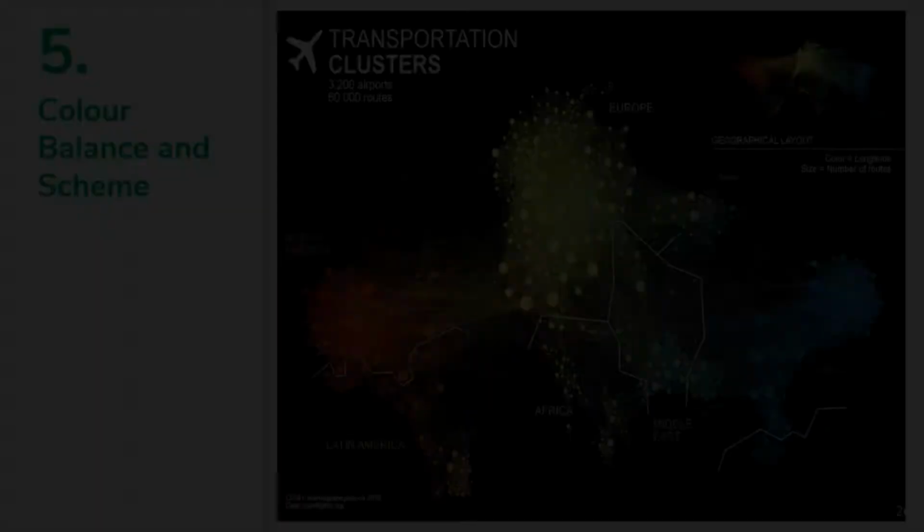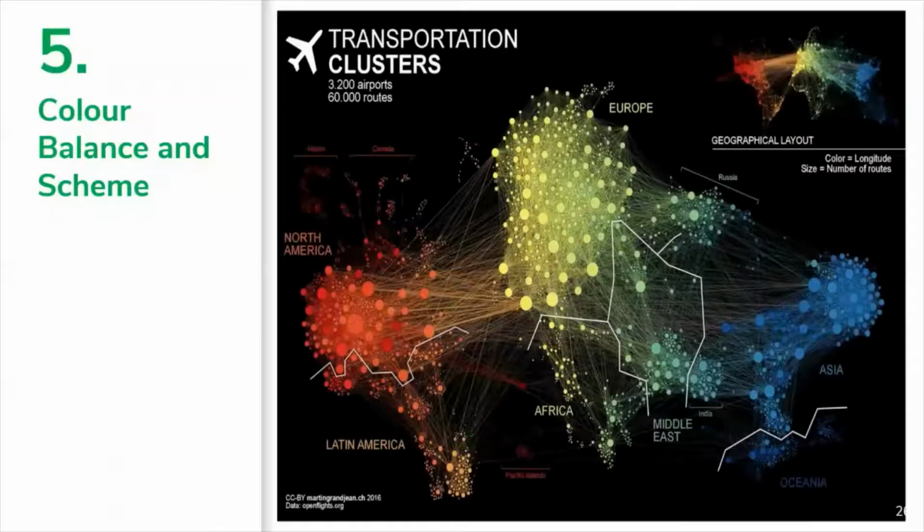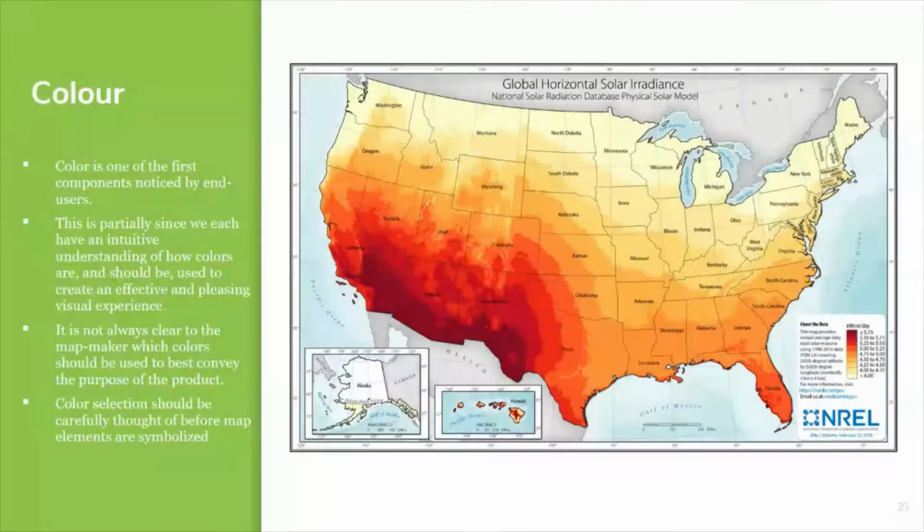All right, so I just wanted to talk a little bit about color balancing, because I think that is part of the challenge for a lot of us. Color is one of the first things that is brought to the attention of an end user. We have an intuitive understanding of color. So red means danger.